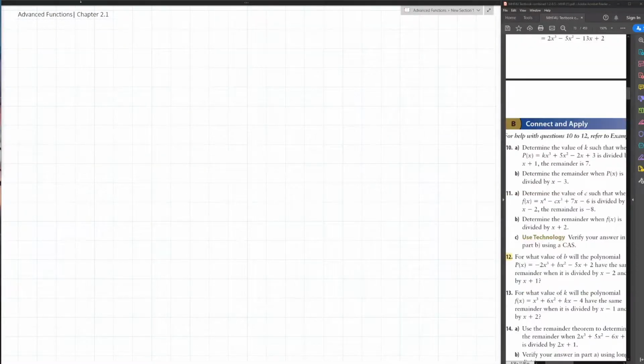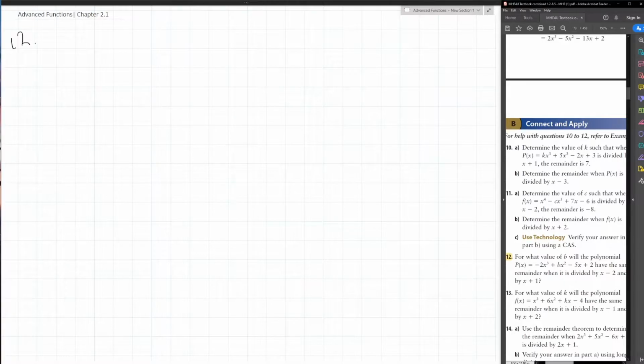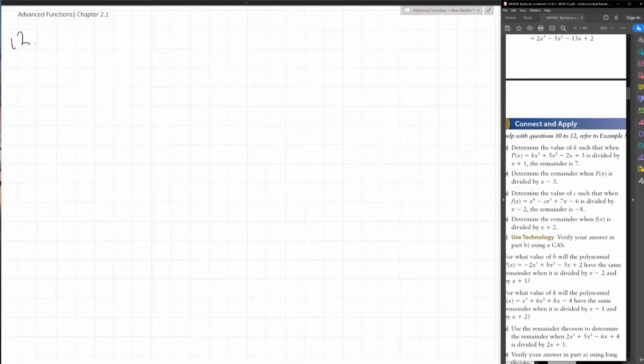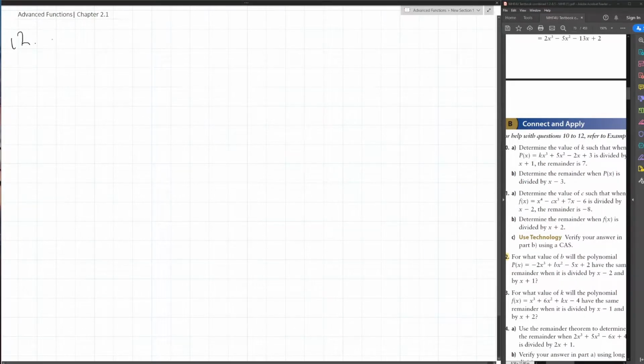Now let's do question 12. So in question 12, we have the following information. For what value of b would the polynomial function of the following form have the same remainder when it is divided by x - 2 and by x + 2? So what we have is our divisors. We know that from the remainder theorem, P of the first divisor, which would be 2, would have to equal P of the second divisor, which would be negative 2. From here, we need to just substitute those values in and evaluate.